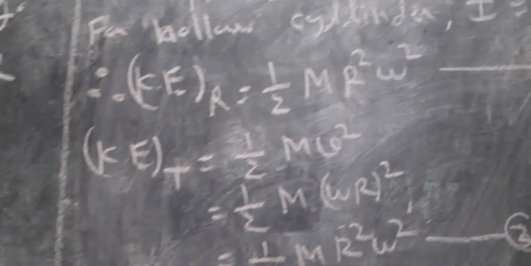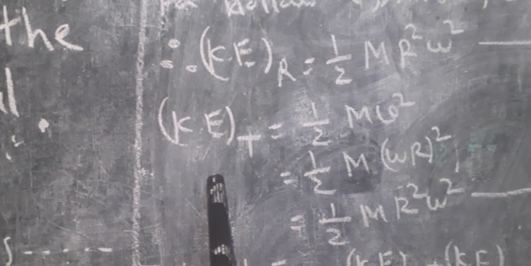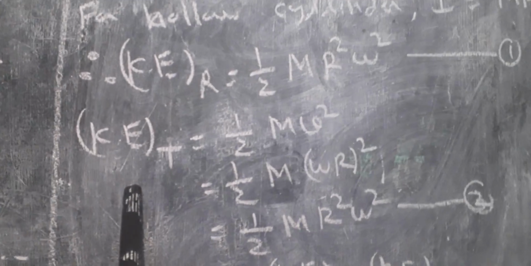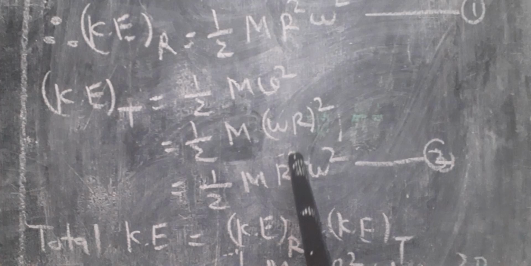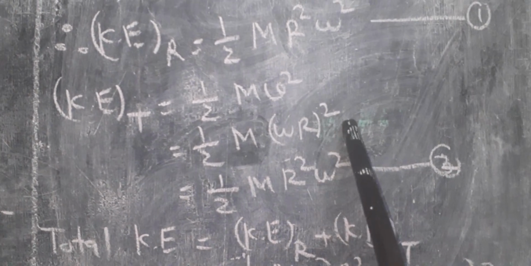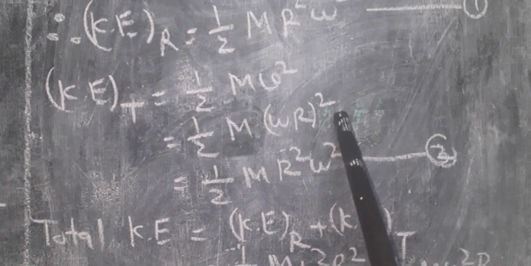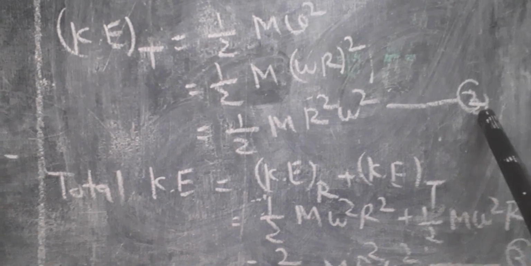Equation 1. Now let us find out translational kinetic energy, or we consider linear kinetic energy. By definition, it is 1/2 mv square. What is V? Nothing but omega into r. So in place of V, we write (omega r) whole square. So we get 1/2 m r square omega square, equation number 2.